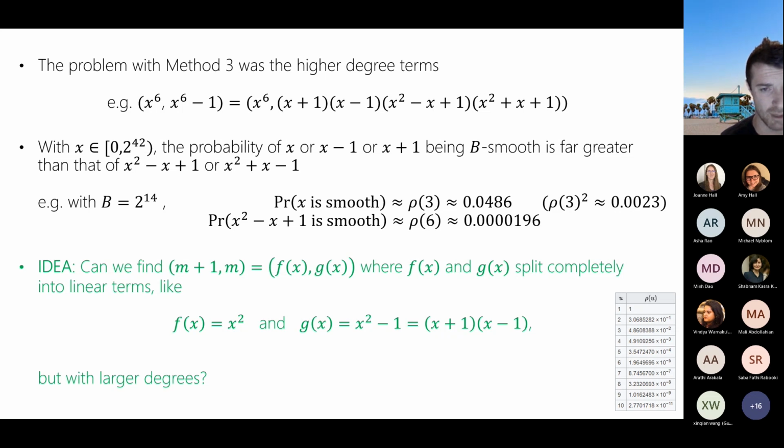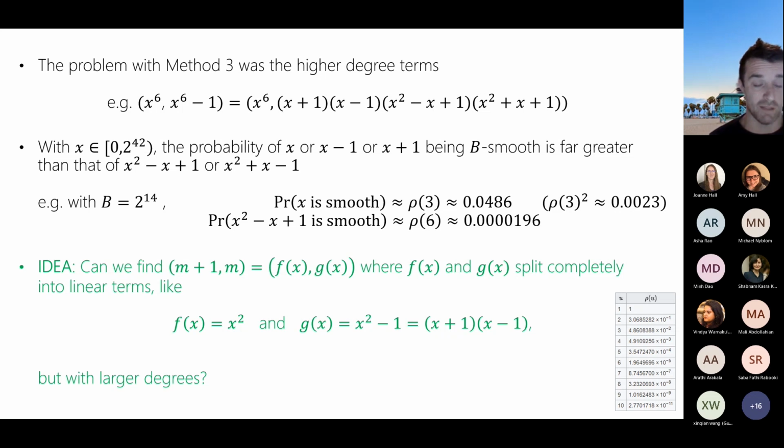So again, the probability that X is smooth was like 4%, somewhere between 4 and 5%. But the probability that the quadratic is smooth is like, what is it? 1 in a million. So that's where we really run into trouble. So the idea in this PTE sieve is, can we find polynomial parameterizations? Can we find two polynomials, f of x and g of x, where f of x and g of x split completely into linear factors?